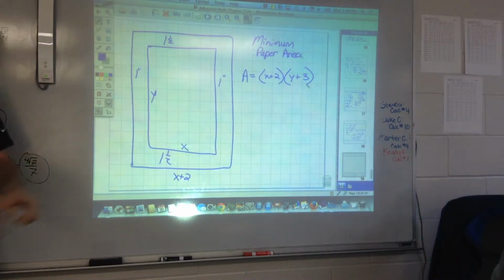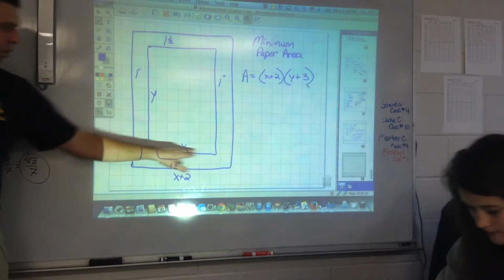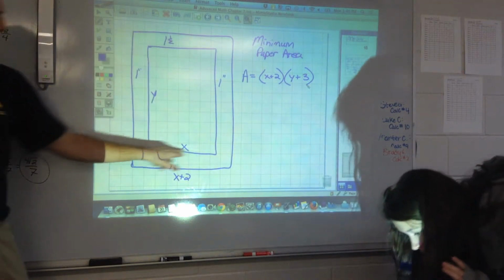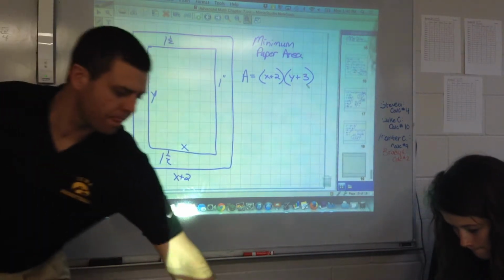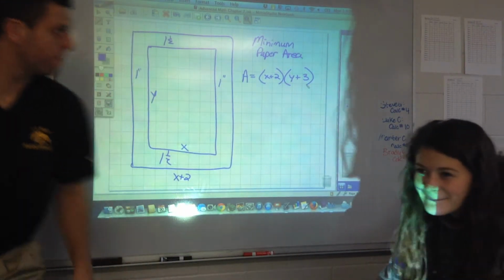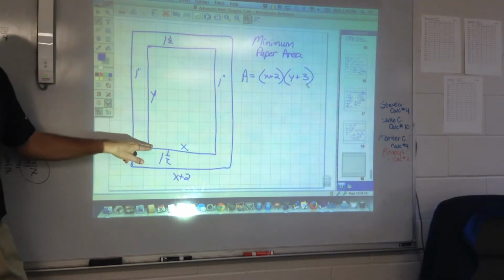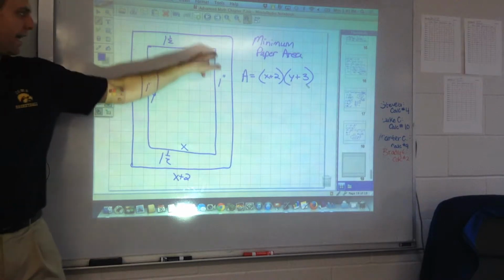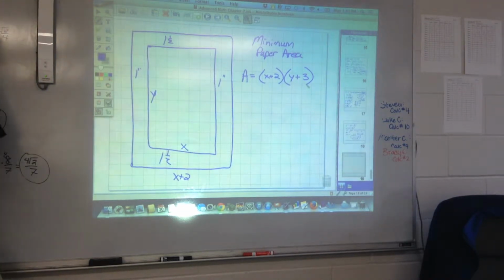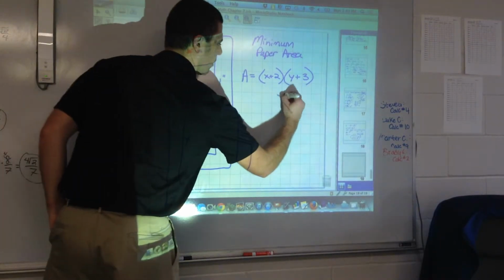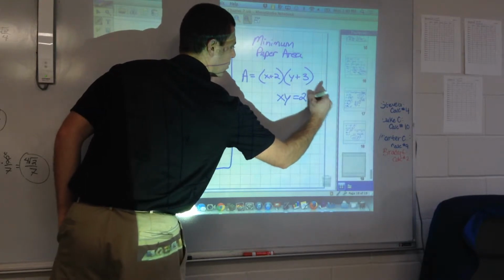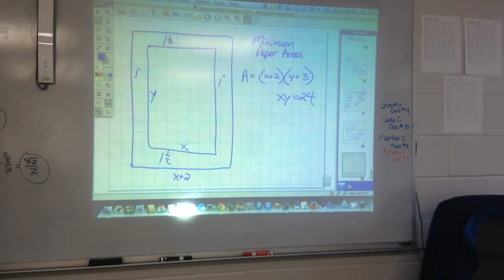xy equals 24. Okay? We know the area of the paper that we can put print on. The area of the paper we can put print on is represented by this x by y rectangle up here. Yeah. So we know x times y has to equal 24 because we want 24 square inches of print.